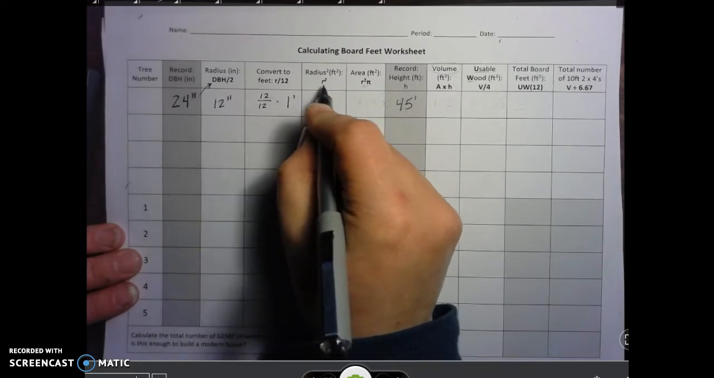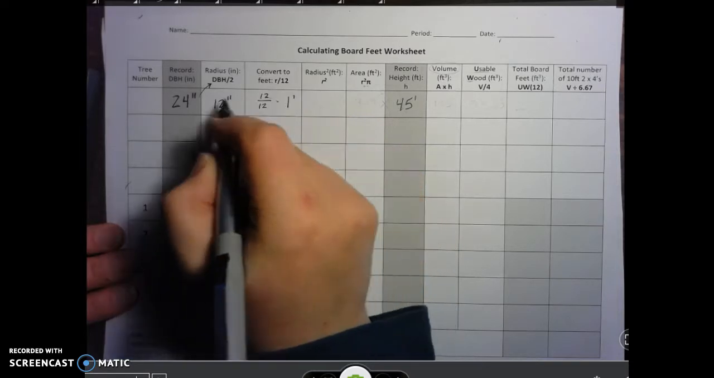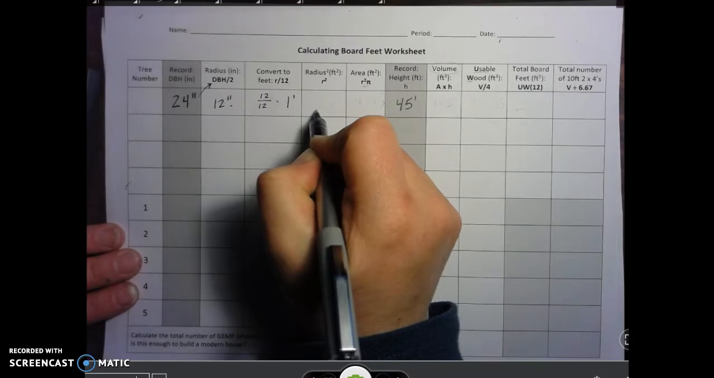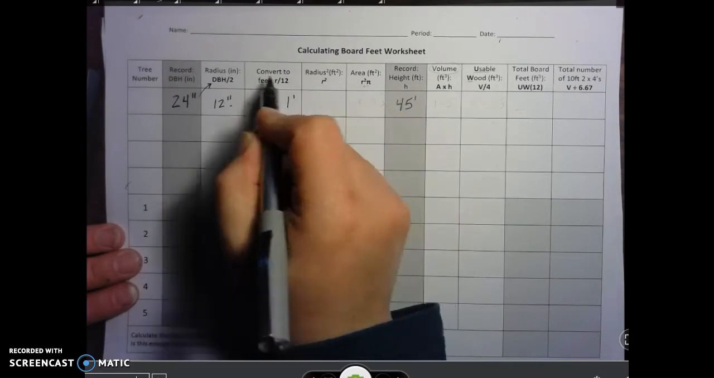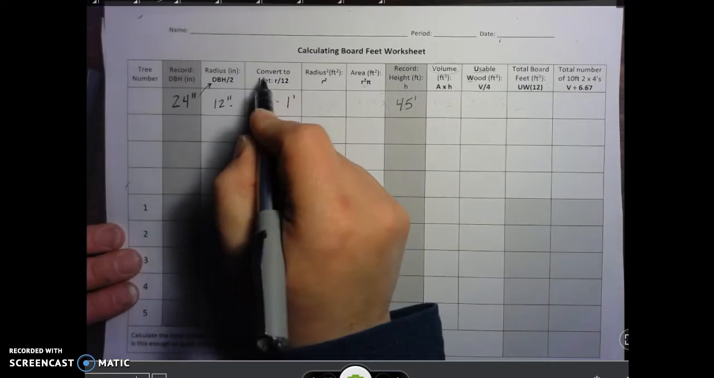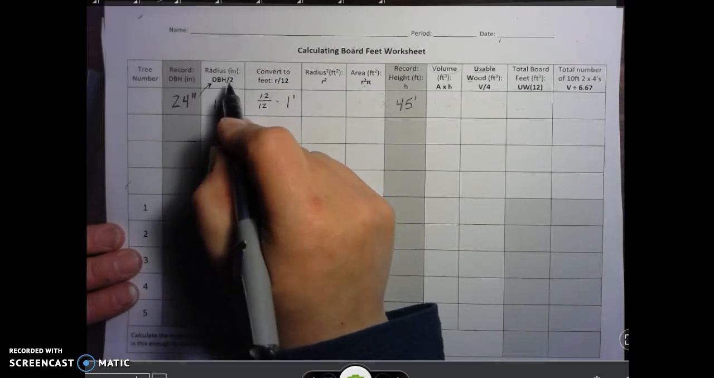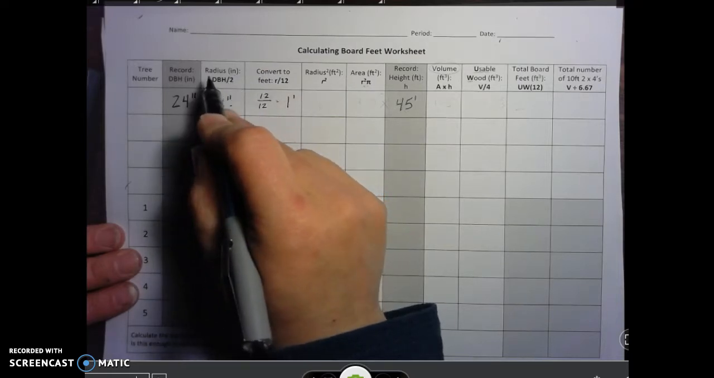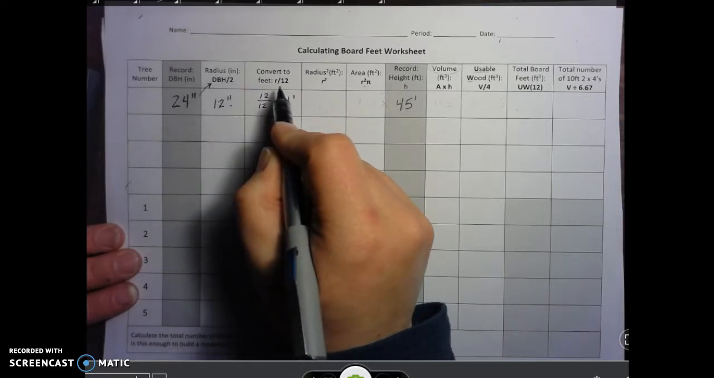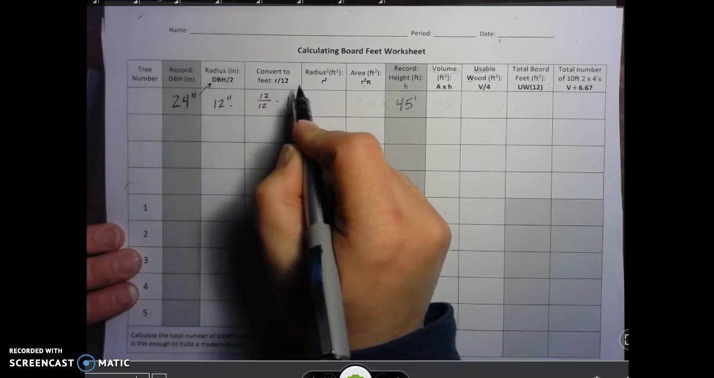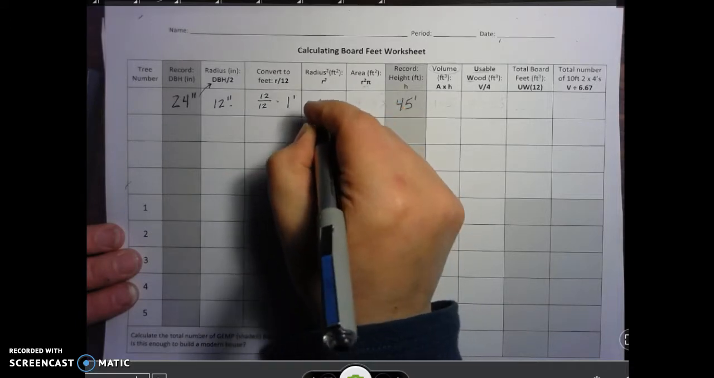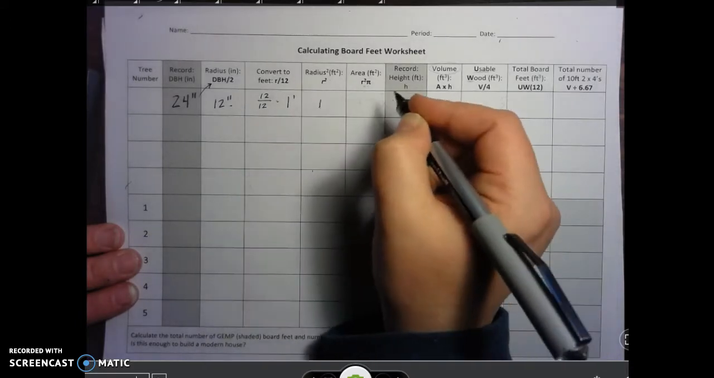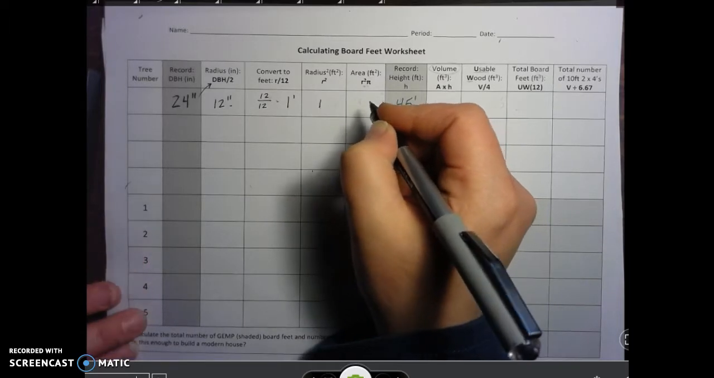So now, of course, we're going to square this radius because we want to be in feet. I have a lot of students that want to square the diameter breast height divided by 2, which is the radius, but we want the radius that's in feet. So we are obviously just going to have 1, because 1 times 1 is 1.